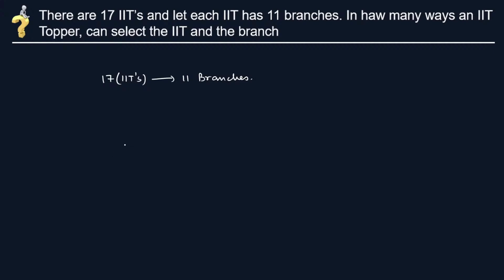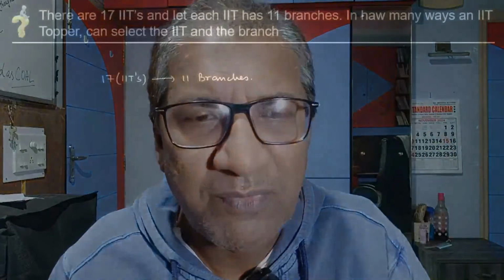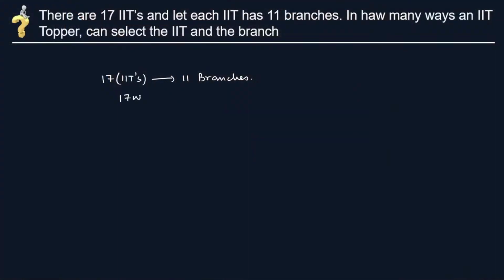Now try to understand. The IIT topper can select any of these IITs. He cannot select two IITs at a time. Can you think that I will study in IIT Bombay as well as in IIT Kanpur? It's not possible. So you have to select one IIT at a time. So the IIT topper will select one IIT from these 17 available IITs. So that can be done in 17 ways. So 17 ways says what? It is the number of ways in which the topper can select the IIT.